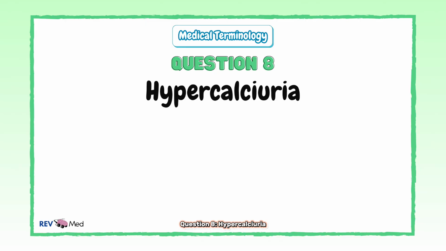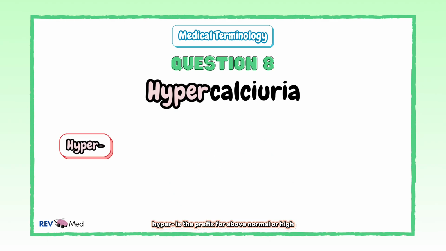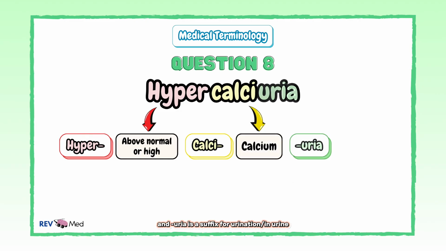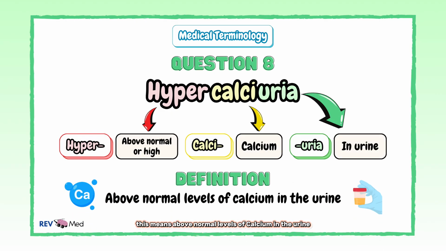Question 8. Hypercalciuria. Hyper is the prefix for above normal or high. Calci is a root word for calcium. And uria is a suffix for urination. Putting it all together, hypercalciuria, this means above normal levels of calcium in the urine.